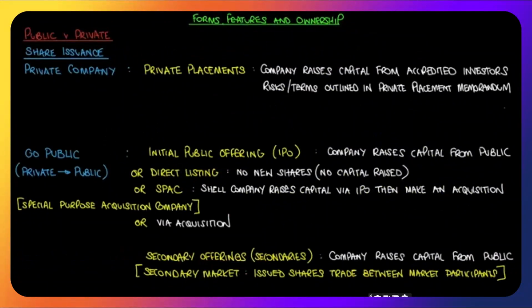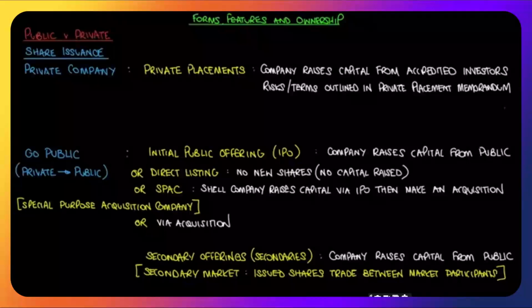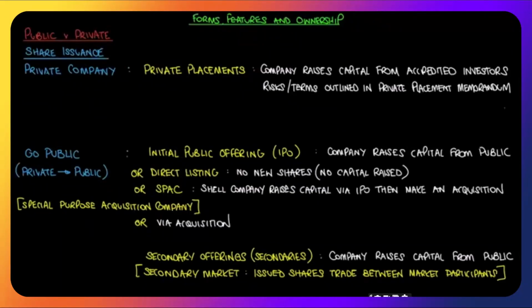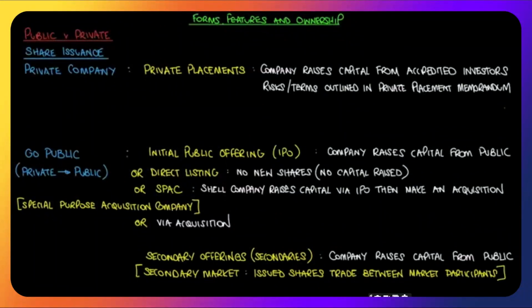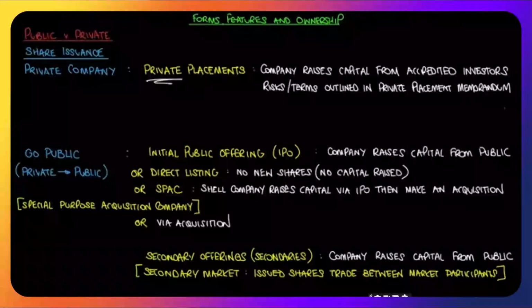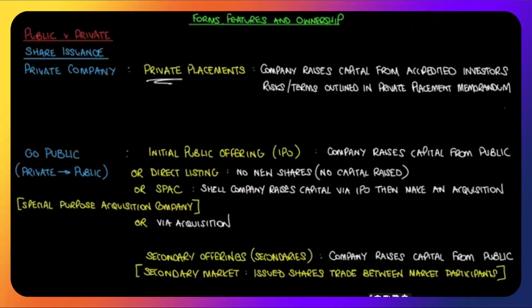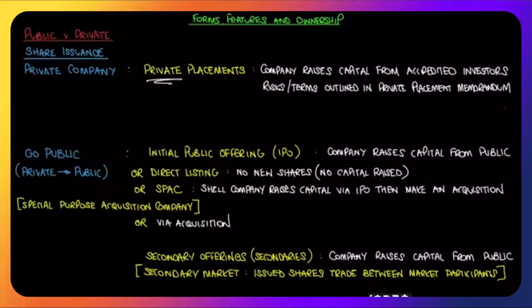Next up, how are shares issued? Well, let's start with a private company. A typical life cycle, if you like, of a company is to start off private and then go public. Private companies issue shares via private placements. They are not publicly traded, so they can't trade on an exchange. Their capital must be raised from, again in most jurisdictions, accredited or sophisticated investors.